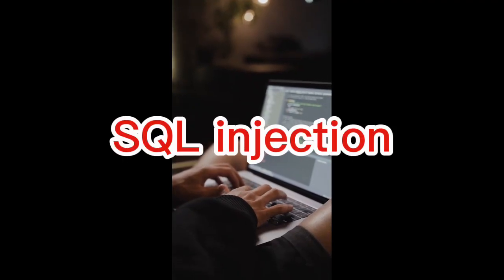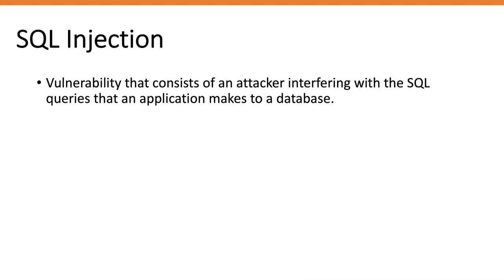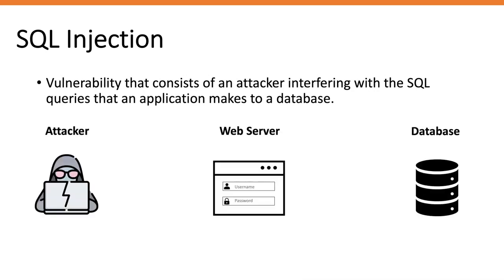2. SQL injection. SQL injection is a vulnerability that consists of an attacker interfering with the SQL queries that an application makes to the backend database. So if you as an attacker can manage to interact and change the SQL query by adding SQL characters or SQL code in an input vector of an application, then the application is definitely vulnerable to SQL injection.